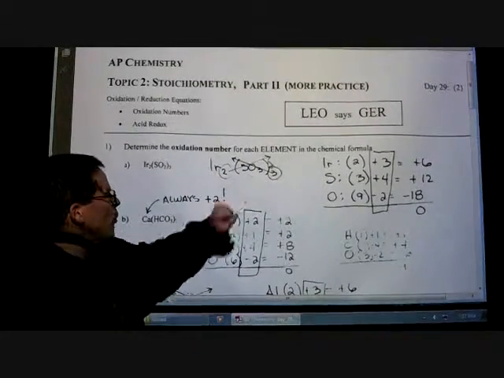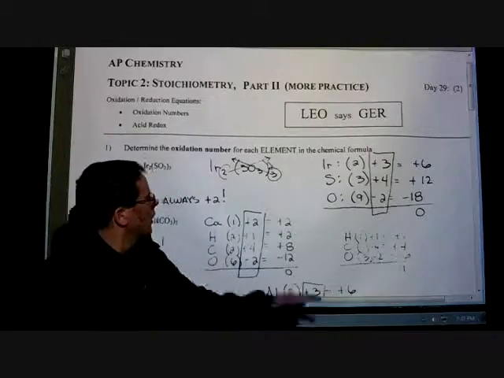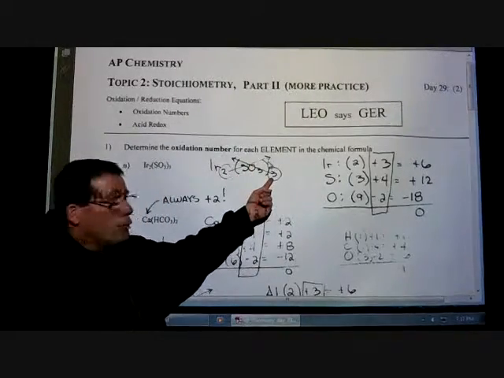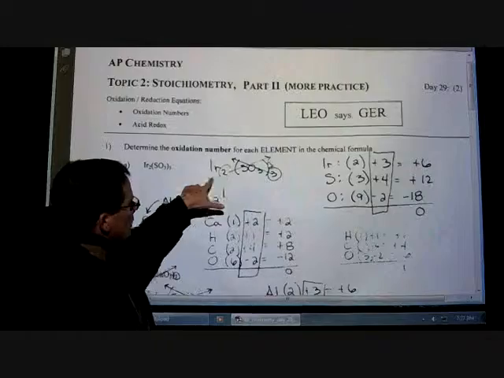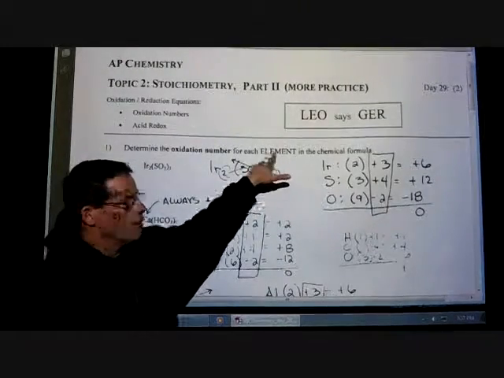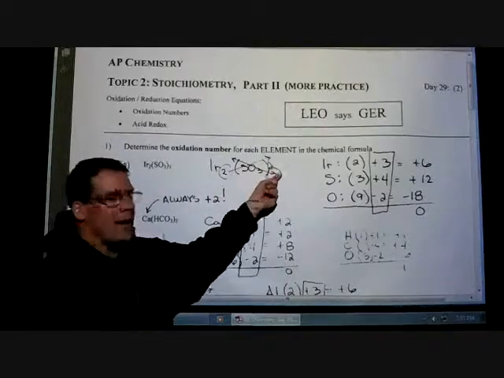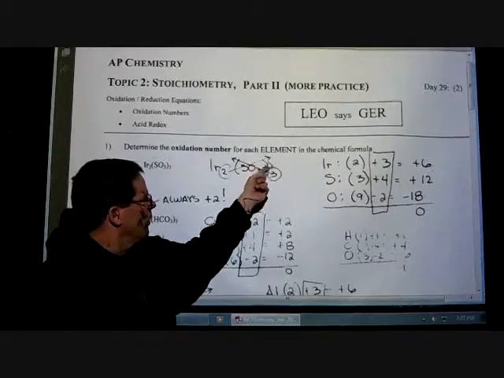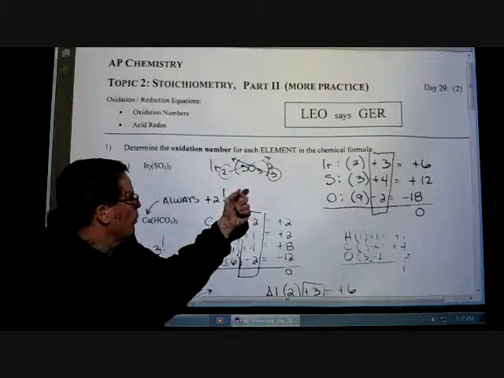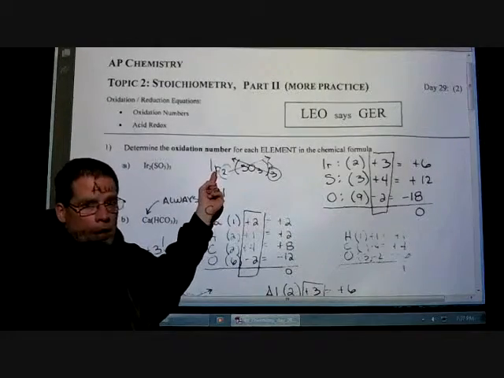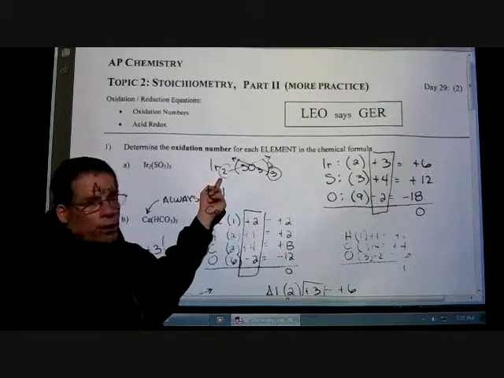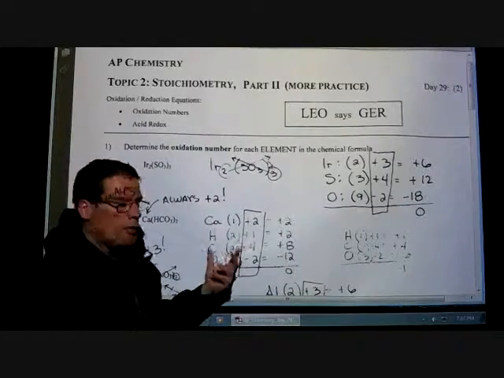Okay, so we know that SO3 has a -2 charge. Since it has a -2 charge and there's 3 of those, then we have to make sure that this balances out to 0 because there's no charge on this compound. So if we have a total of -6 on this side of the equation for the nonmetals, then the charge for all of the metals must be +6. And since we have 2 of those, it has to be a +3.